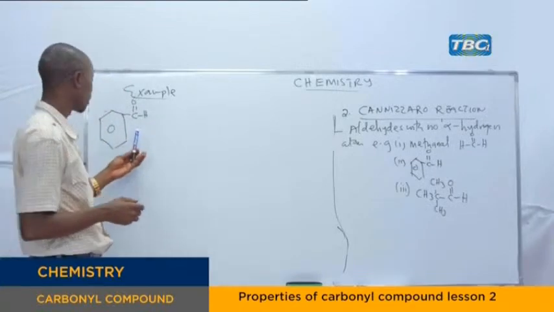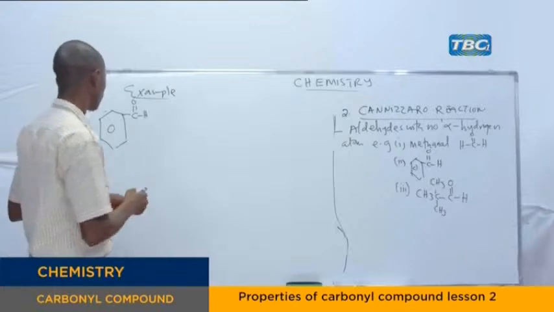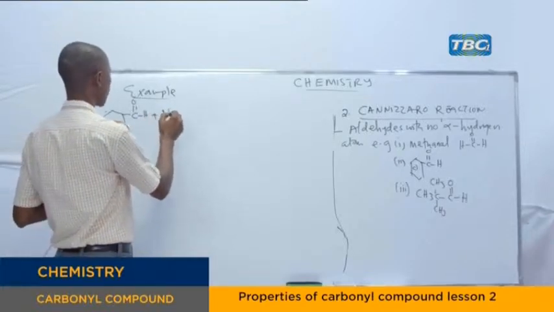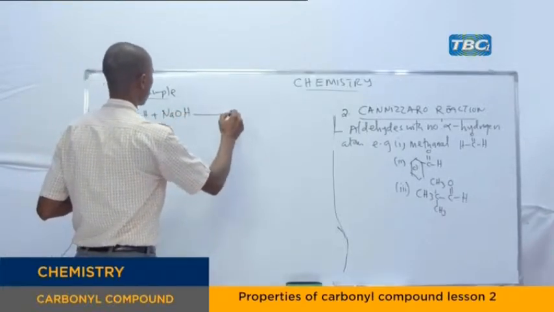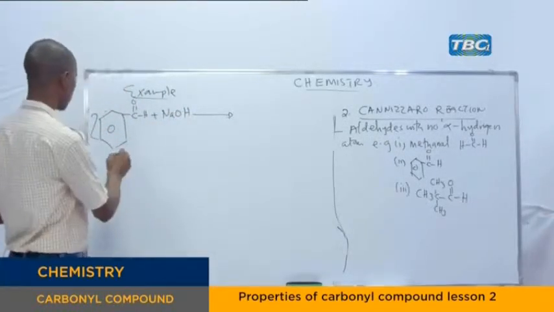This is benzaldehyde. It lacks alpha hydrogen atoms. So when this one reacts with sodium hydroxide solution, what will be the product? Here we make it 2. Now let's see the mechanism.